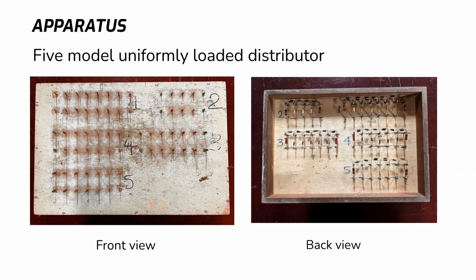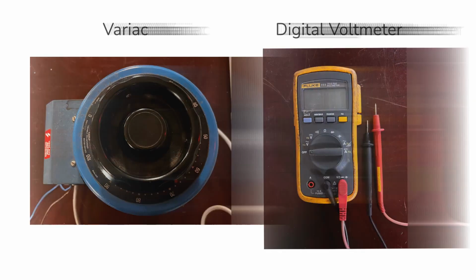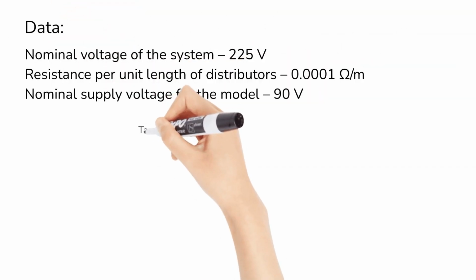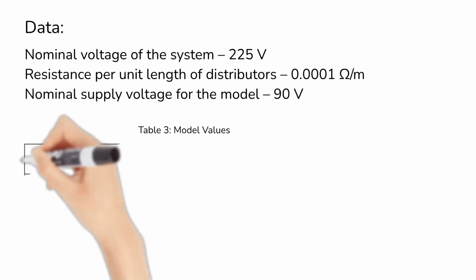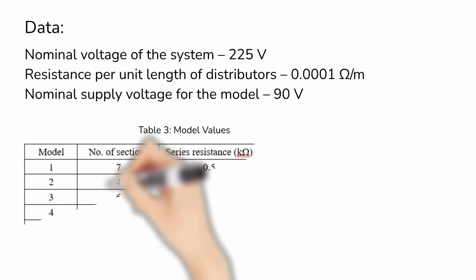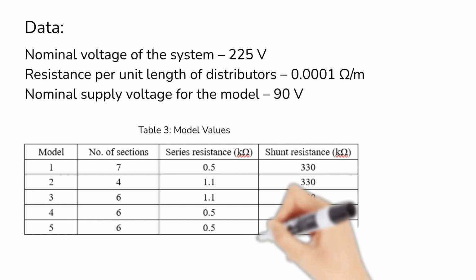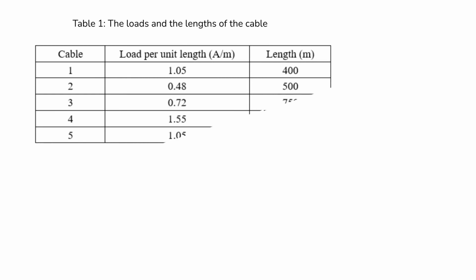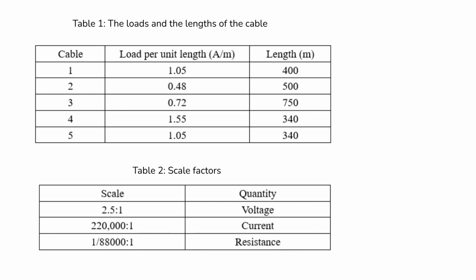Now let's have a look at the equipment used in our practical. In the 5-module uniformly loaded distributor, there are series resistances and shunt resistances connected in each module. So, this is a scaled setup of an actual distribution system. According to the data given here, we can assume the lengths of each distributor. Scale factors used in table 2 can be used in your calculations.